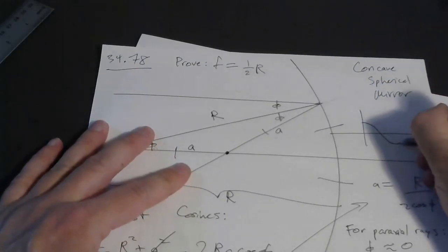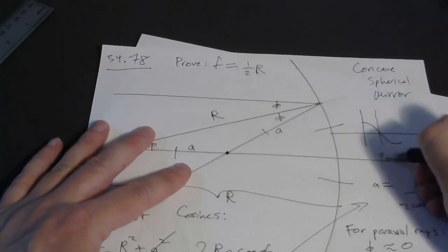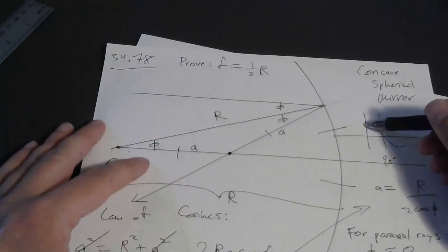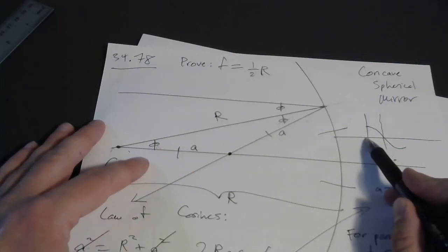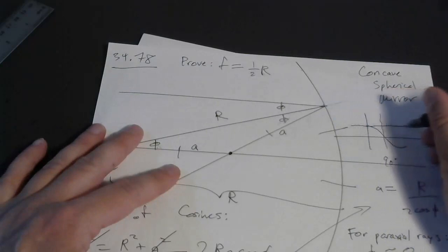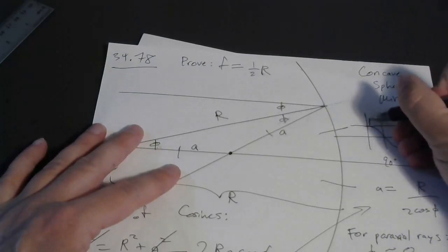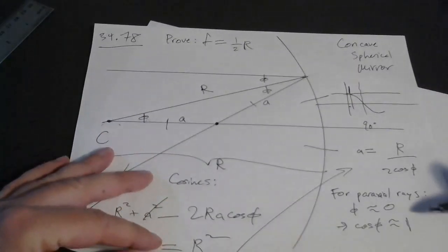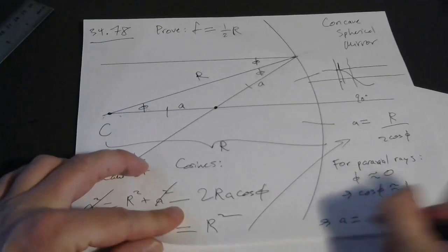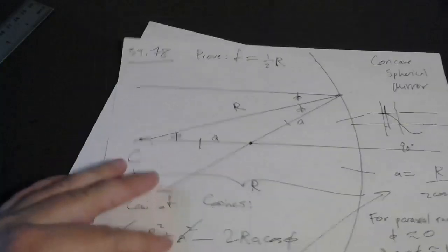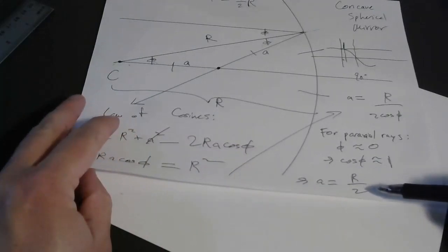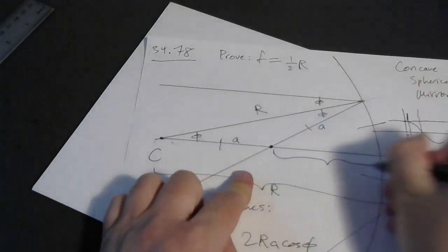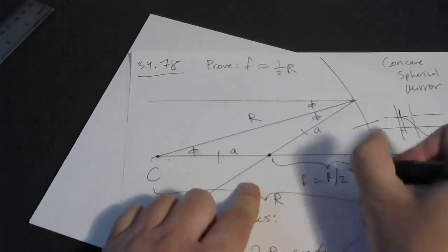When you look at the cosine function, cosine drops to 0 at 90 degrees. Well, at the very beginning of the cosine function, it's practically flat. There's a range of angles here where the cosine function is really close to 1. It doesn't start to dip down until right about here. So there's a significant range of angles for which the cosine of theta is approximately equal to 1. And that means A is approximately equal to R over 2. So there you go. If this is R over 2, this must also be R over 2. The focal length is R over 2.